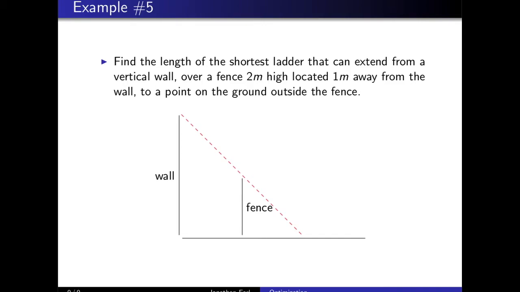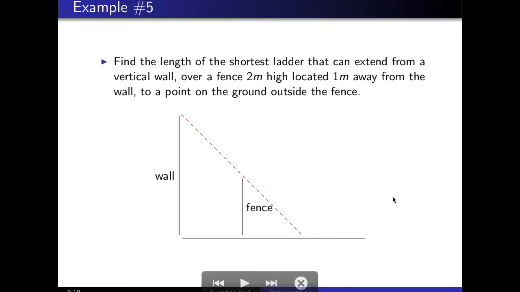Okay, so here we would like to find the length of the shortest ladder that can extend away from a vertical wall over a fence that is 2 meters high, located a meter away from the wall, to some point on the ground outside of the fence. So as we have here, we have this wall against which the ladder is resting, and it needs to pass over the top of this fence to some point on the ground.